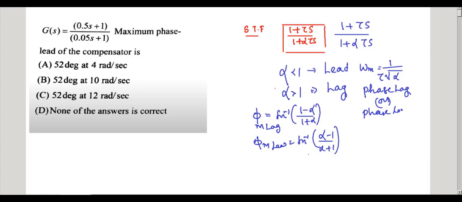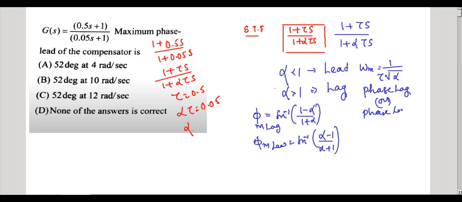Let's check whether this is a lead or lag compensator: 1 plus 0.5s by 1 plus 0.05s. Compare with the standard transfer function, 1 plus tau s by 1 plus alpha tau s. Tau is 0.5, alpha tau is 0.05, so alpha equals 0.05 by 0.5, which is 5 by 50, 1 by 10, equal to 0.1. That is alpha less than 1, satisfied, so it is a lead compensator.